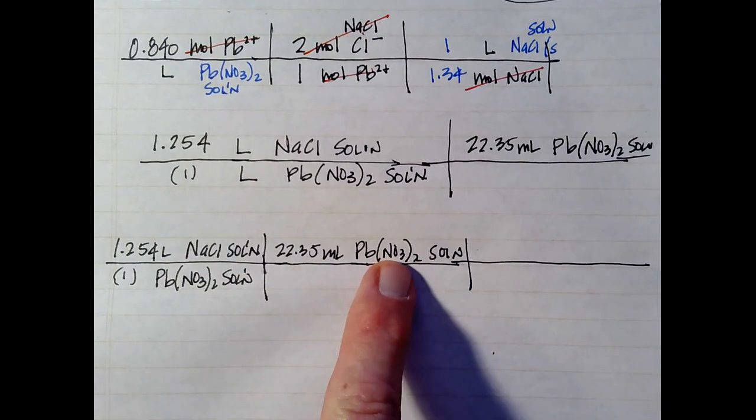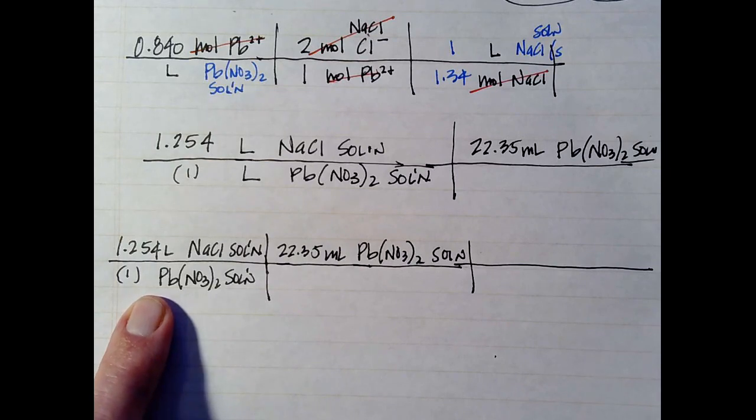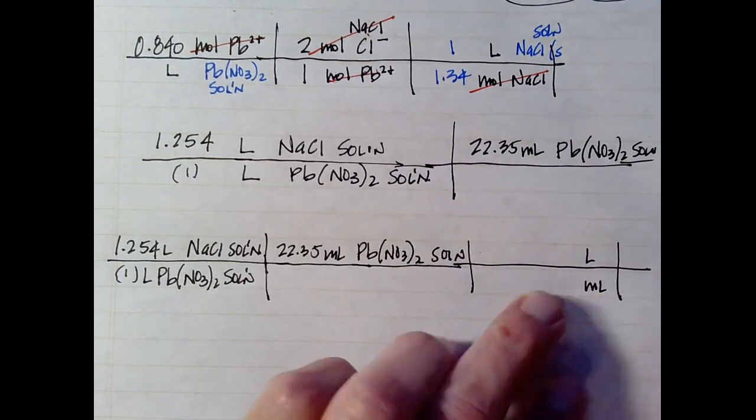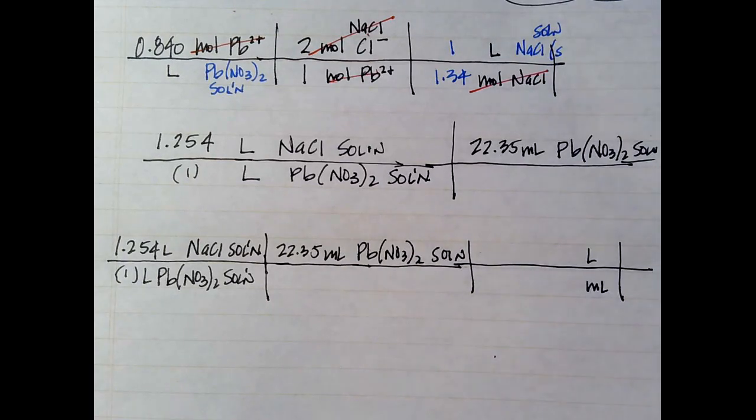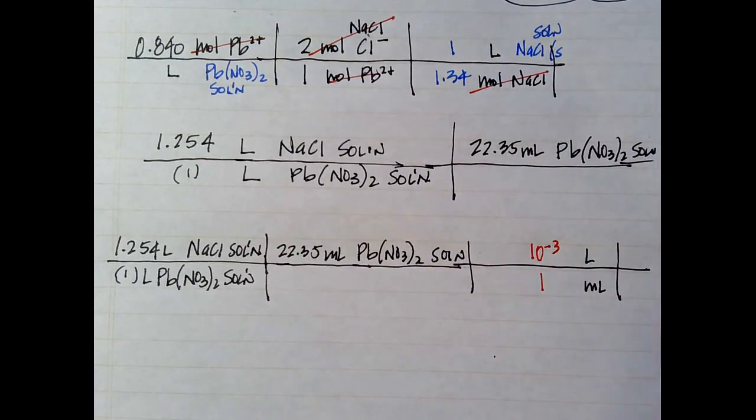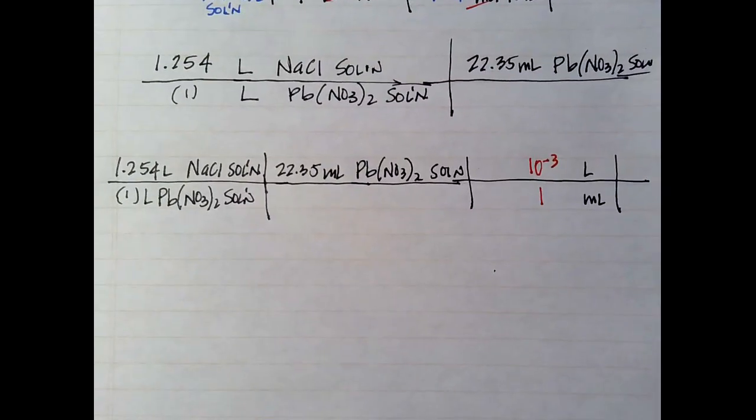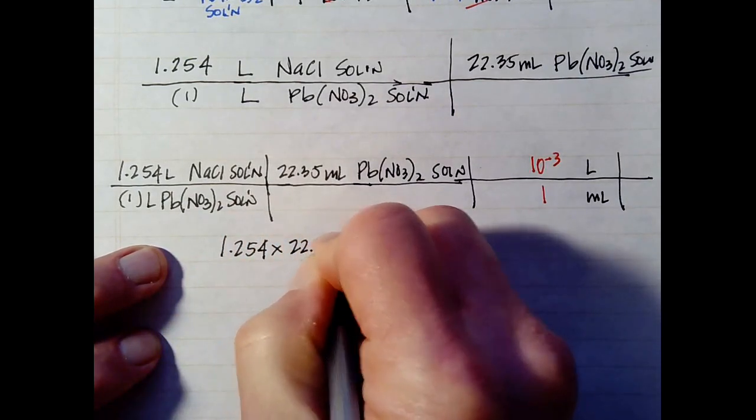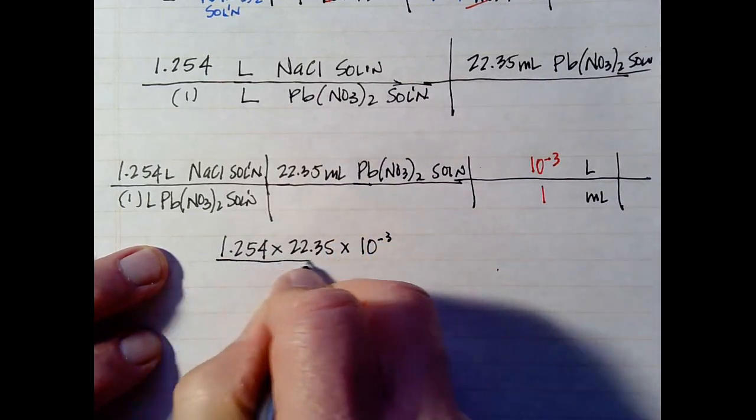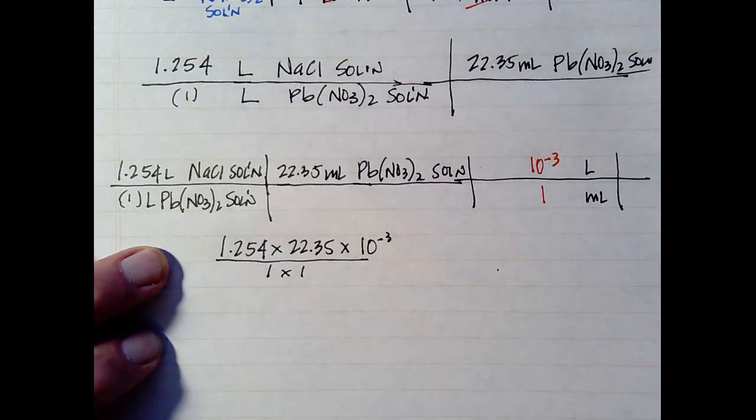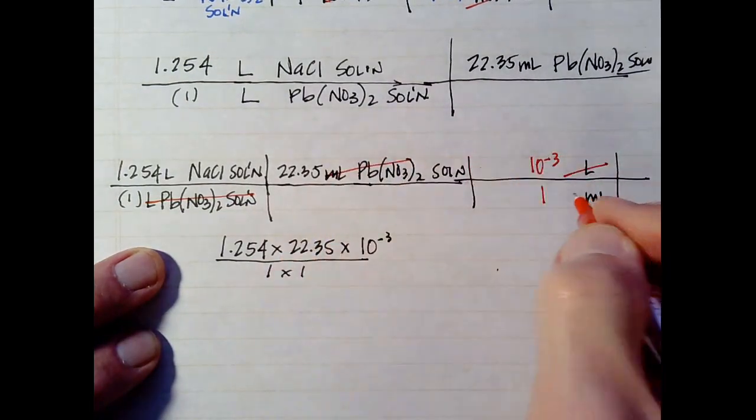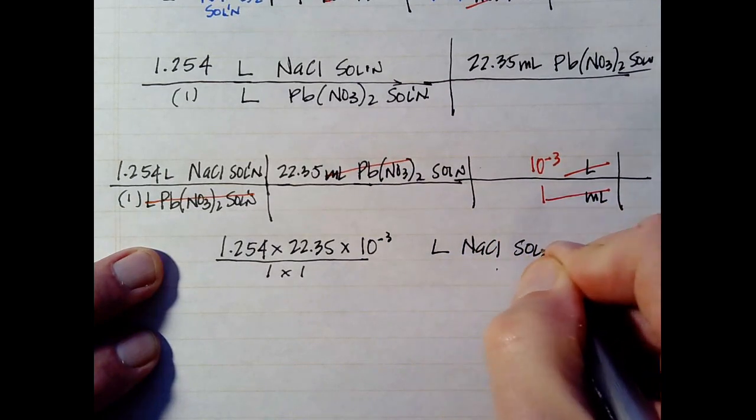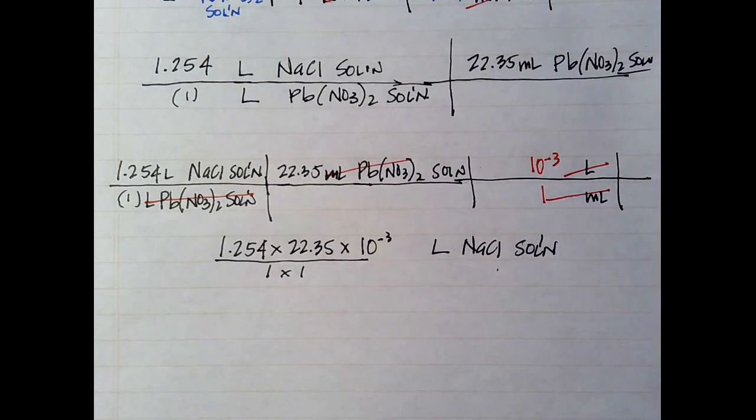Now I can see I've got milliliters of this solution, and this is liters of this solution. Well, that's easy to fix. Milliliters, liters. I'd do the math and I'd be done. I know 1 milliliter is 10 to the minus 3 liters. So if I combine all this stuff: 1.254 times 22.35 times 10 to the minus 3 divided by 1 times 1. And the only units I've got left, liters, liters, milliliters, milliliters, the only thing I've got left are liters of NaCl solution. So stop and do that math.